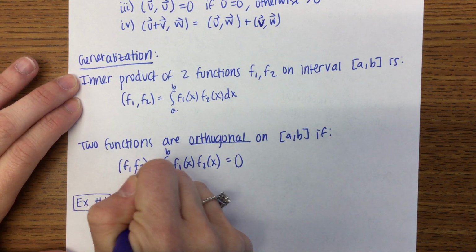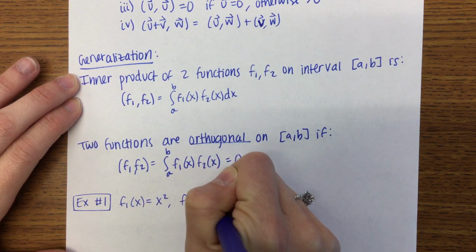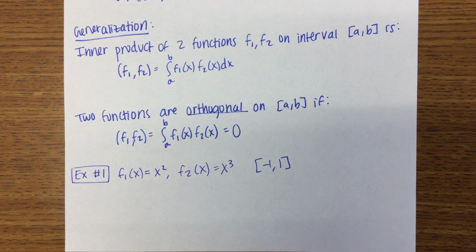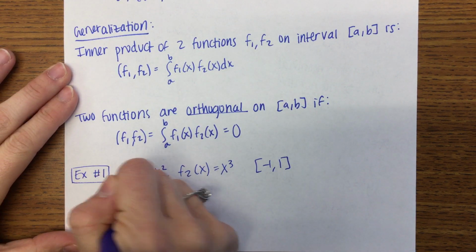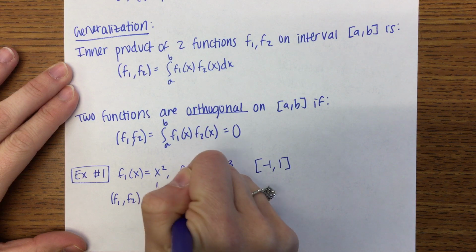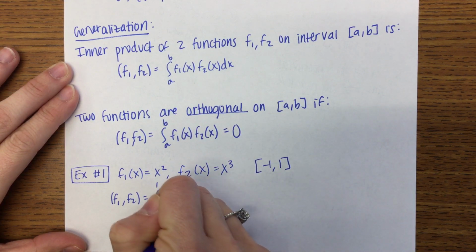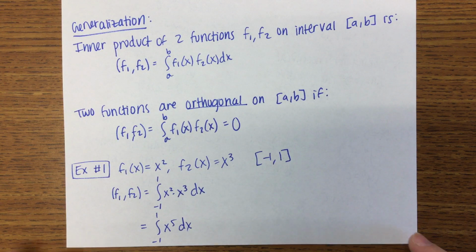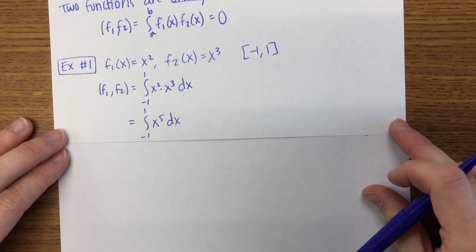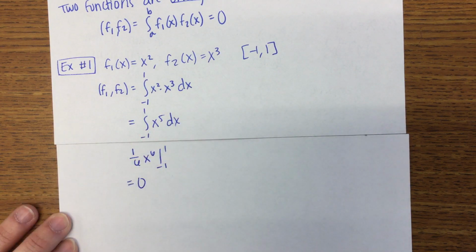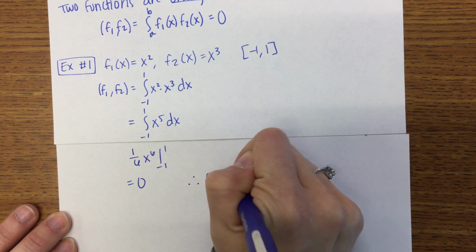First example, if we take f1 of x to be x squared, and we take our second function to be x cubed, and we look at the interval -1 to 1. What we're going to do together is compute the inner product. So this is going to be the definite integral from -1 to 1, then you multiply the two, so x squared multiplied by x cubed dx. So this ends up being the integral from -1 to 1 of x to the 5th dx. This ends up being 1/6 x to the 6th from -1 to 1, which hopefully you can tell is 0. Because we get an inner product of 0, we can say that those two functions are orthogonal on that interval.